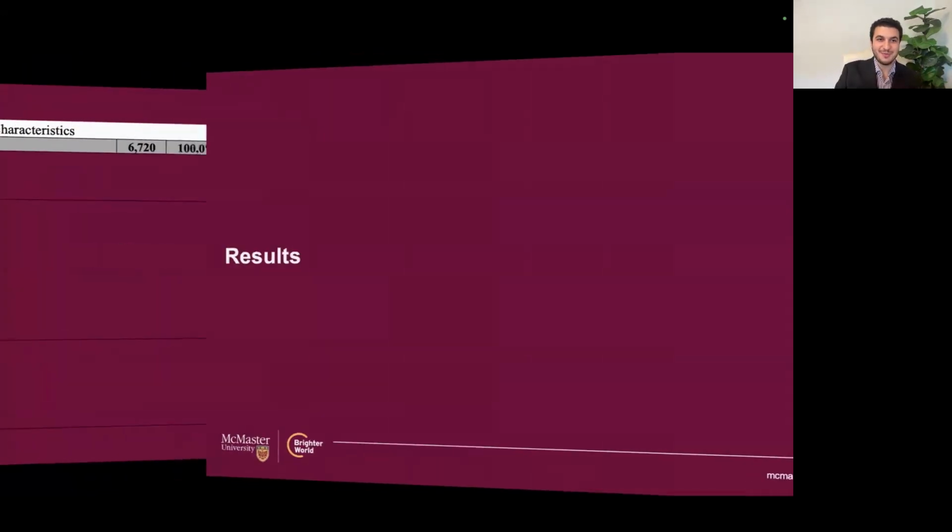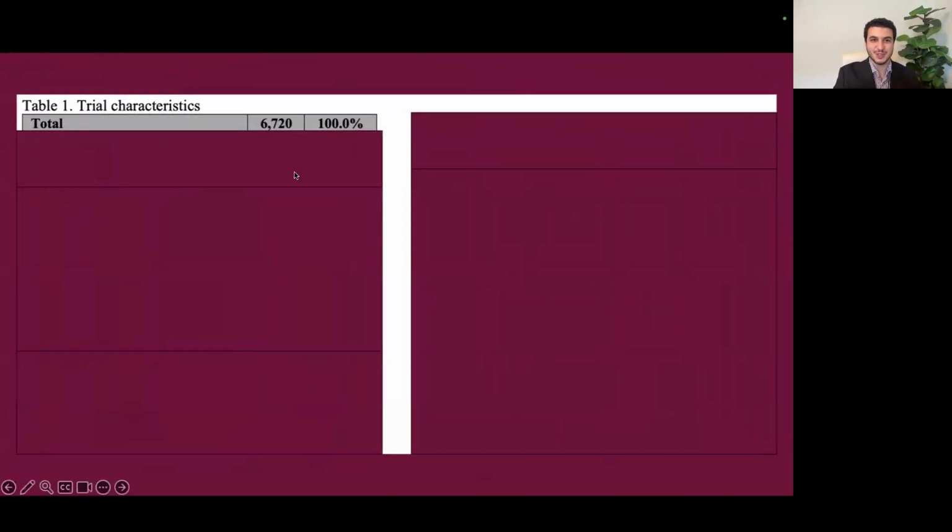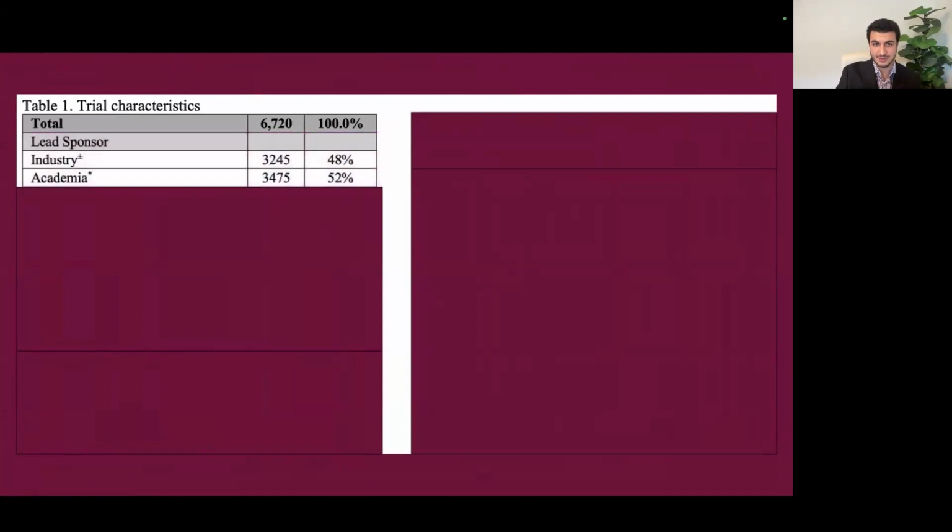Now for the best part of the presentation, our results. So as I mentioned, we had 6,720 trials identified. Of those trials, roughly 48% were funded by the industry and 52% were funded by academia, such as universities, etc., industry being pharmaceutical companies and so on and so forth.